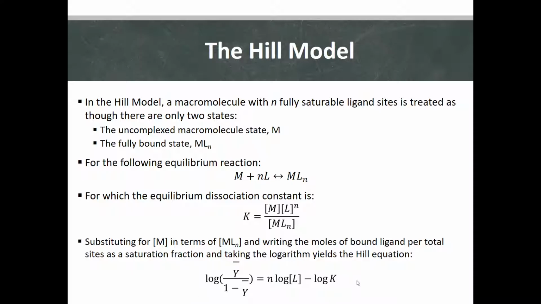So here what we have is an expression of moles of bound ligand per total sites as a saturation fraction. And so this is technically what we call the Hill equation. Now, I have already shown you another form of the Hill equation, but this is just a more complicated linearized form of the Hill equation.